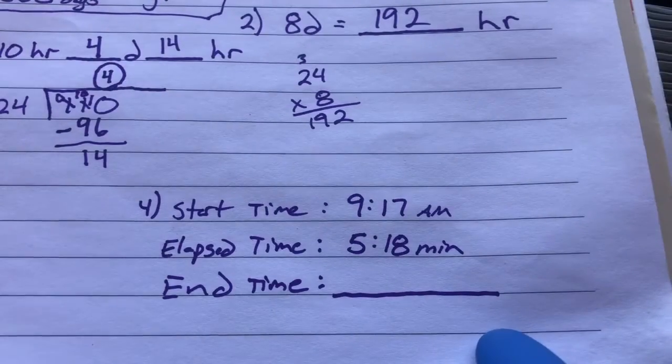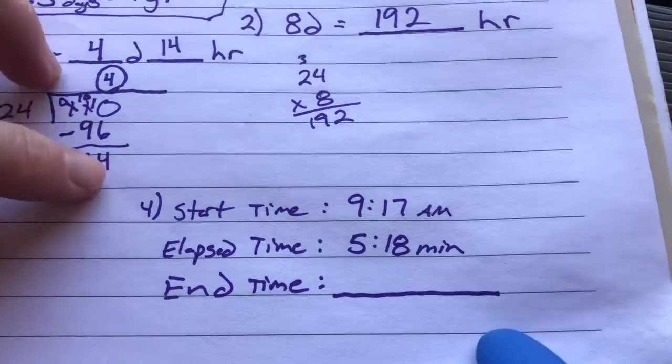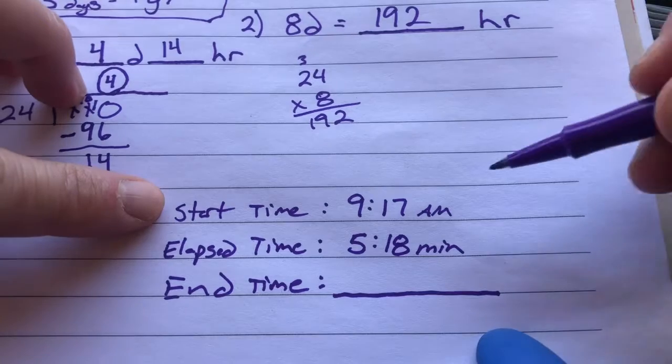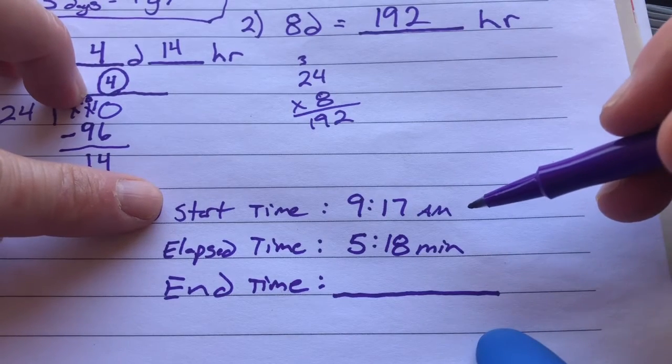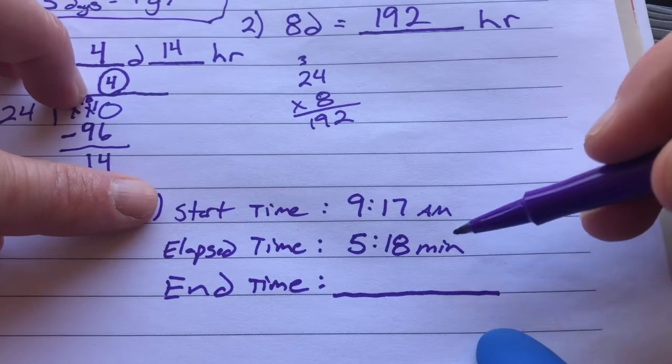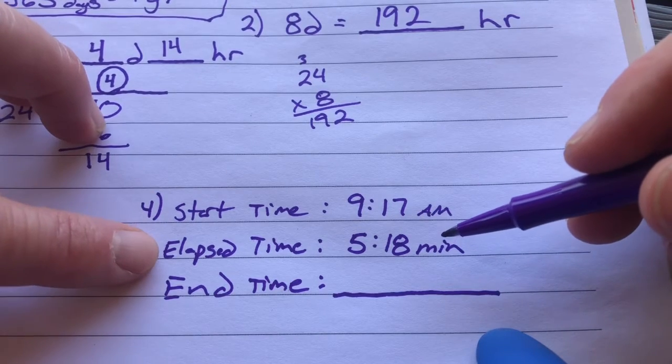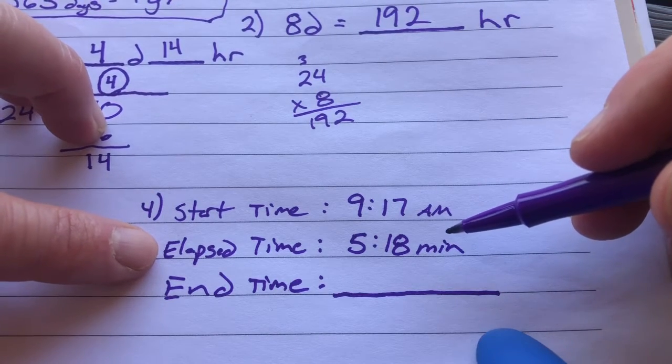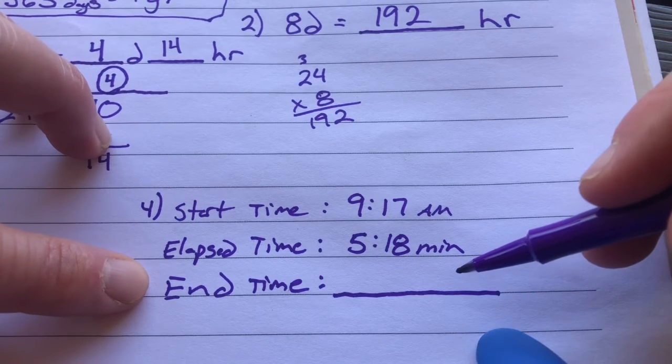And we'll wrap this up with an elapsed time problem. So just let's assume, let's give this some context. Let's say at 9:17 you started running and you ran for 5 hours and 18 minutes. What time will it be when you're finished running?